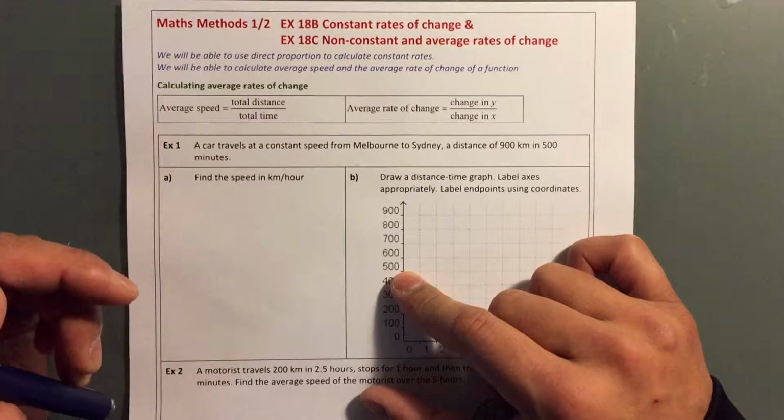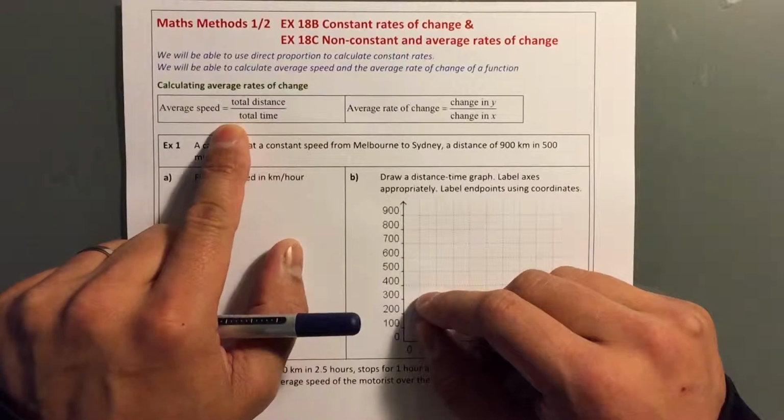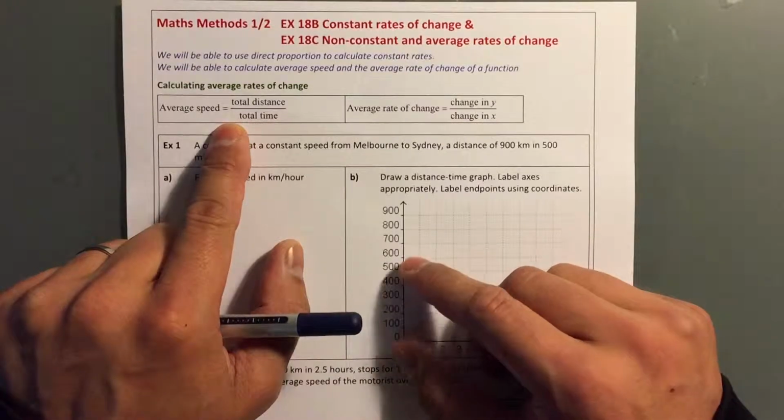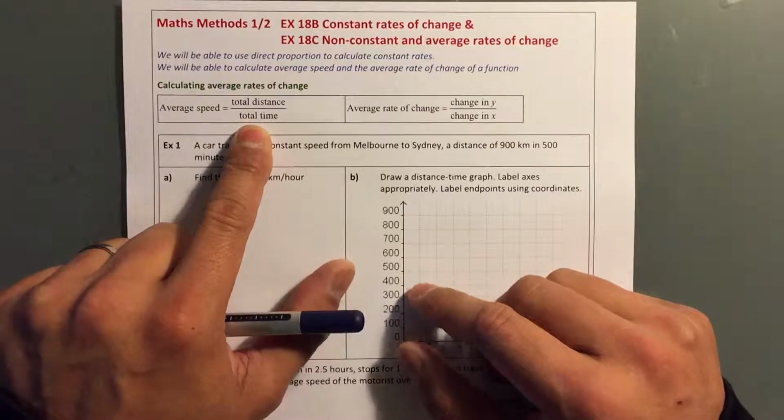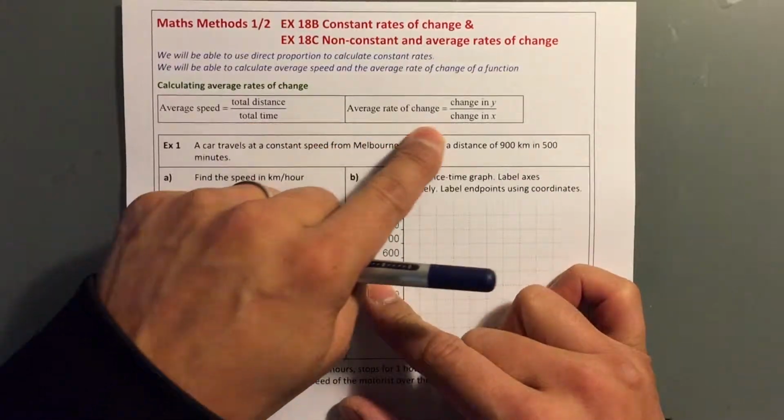The two main formulas we're going to be looking at is average speed is distance over time, and you'll be surprised how many people actually forget that it's going to be the total distance over the total time. It's important, just remember that that's how you calculate average speed.